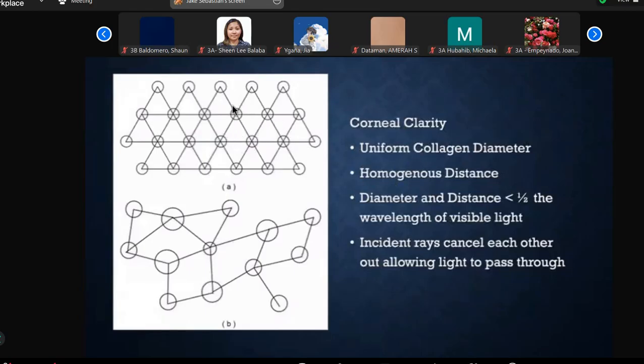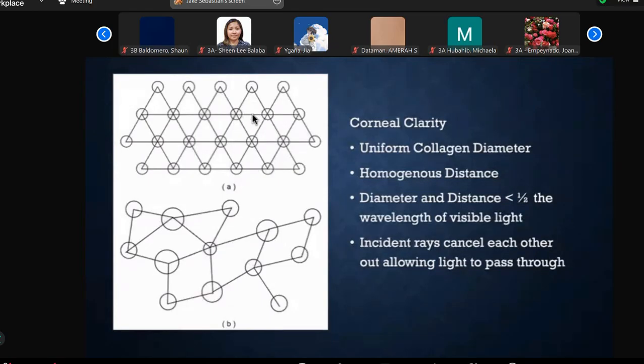The distance between collagen fibrils is equal, so it's a homogeneous distance. The diameter of each fibril is equal, and it's only half the wavelength of visible light. That's why we can see, because each collagen fibril is smaller than the light. It's only half of the light, so in the middle, the other half, light can go through.